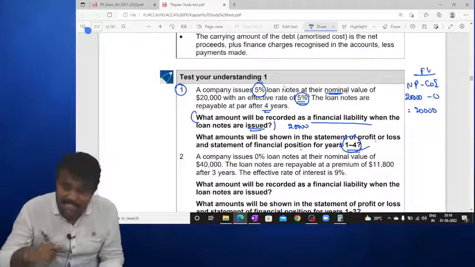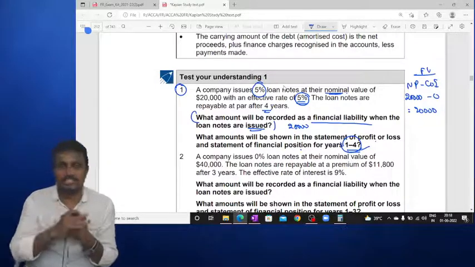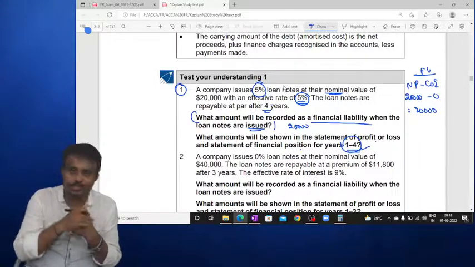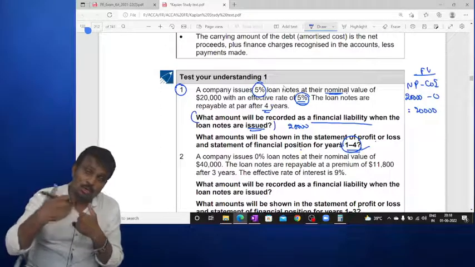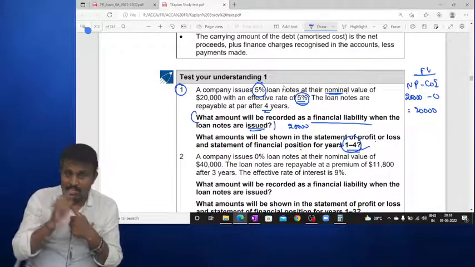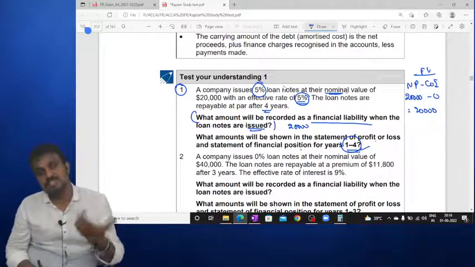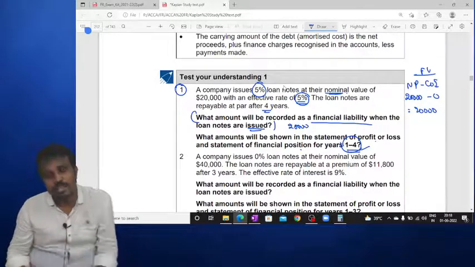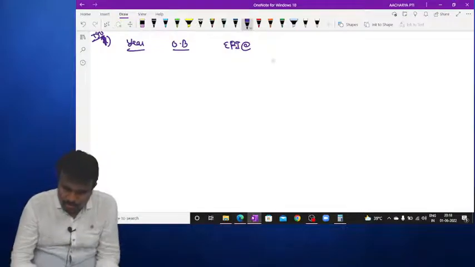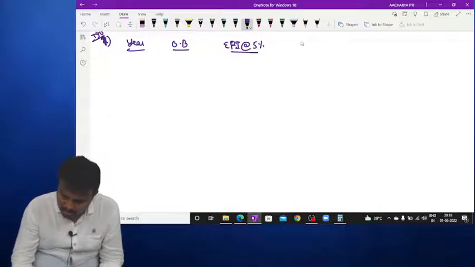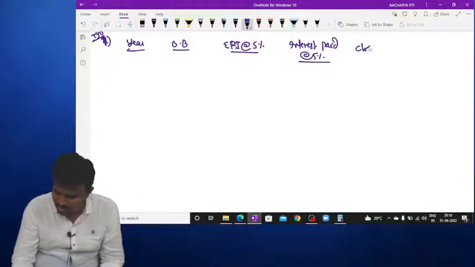But if any additional cost is there, like if the loan notes are issued at a discount, then the discount on issue is said to be a cost. And if the loan notes are redeemed at a premium, then the premium is also a cost. In that case, the effective rate of interest is altered; it differs from the actual coupon rate. Okay, so the effective rate is 5% and interest paid is also 5%. Then closing balance is nothing but the carrying amount.